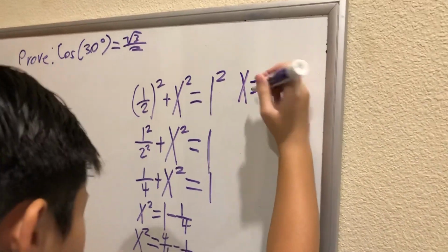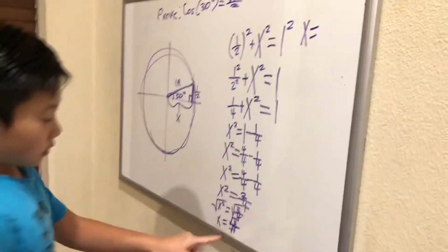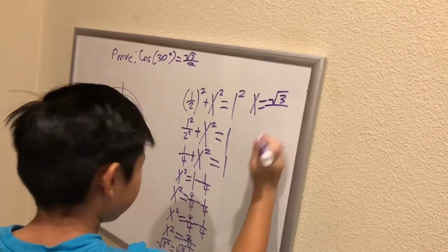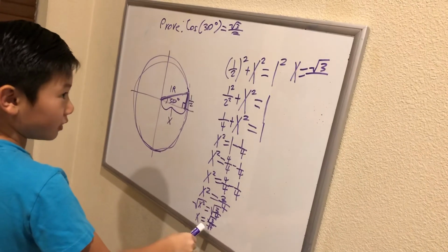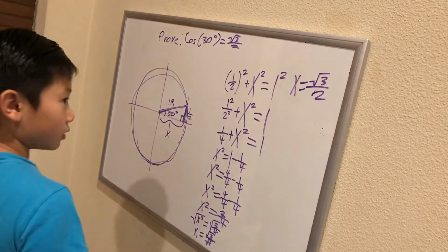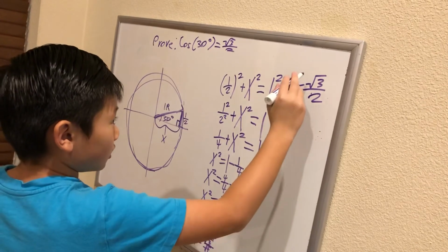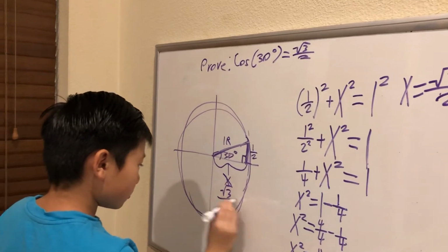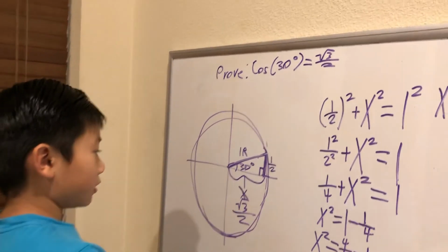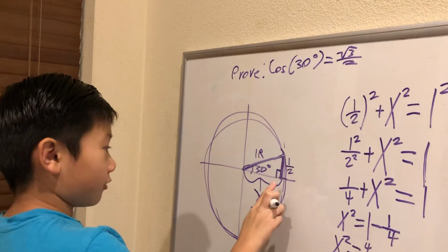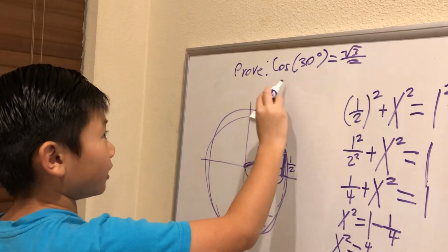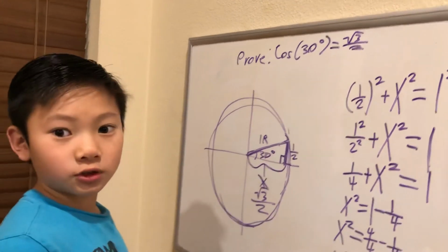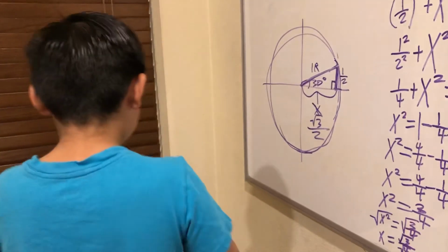X will become the square root of 3 is irrational, so I won't write that today. And then the square root of 4 is 2. X is equivalent to square root of 3 over 2. Therefore, we have just proved that cosine of 30 degrees is equivalent to square root of 3 over 2. Okay, I'm done.